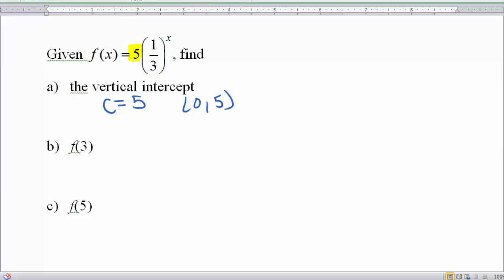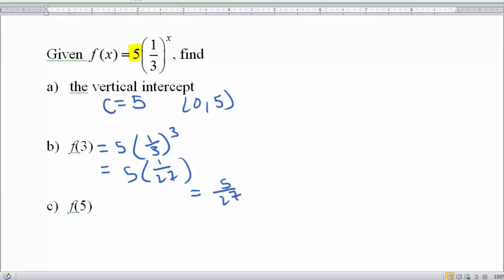And then the other two require substituting. So f of 3 would mean you would substitute 3 for x. So you get 5 times 1 over 27, which is going to be 5/27, right, which is pretty small already. And then by the time you get to 5, you would have 5 times 1/3 to the 5th, which is 5 over 3 to the 5th, which is 243, right? Because 3 to the 4th is 81, and then 81 times 3 is 243.